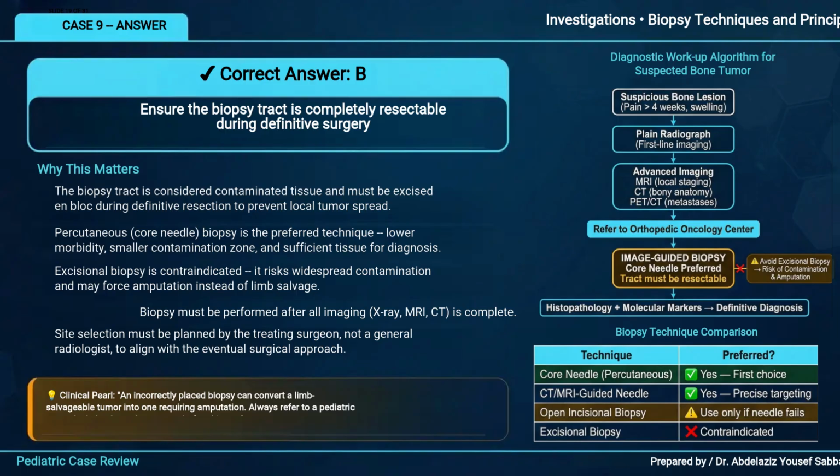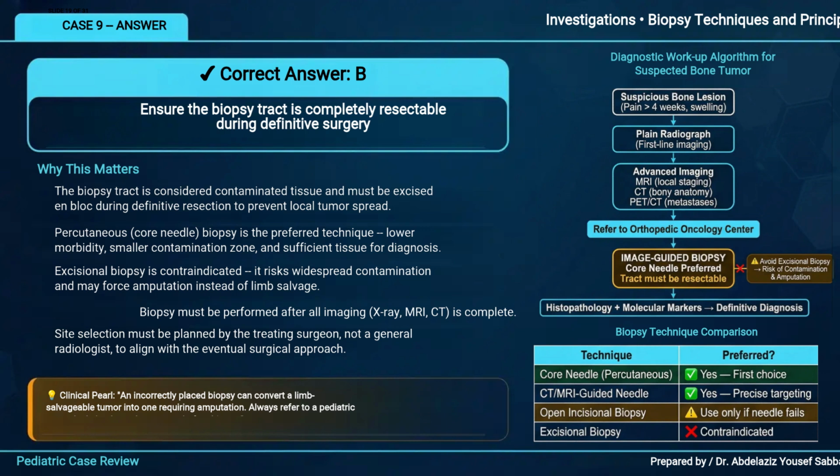The biopsy tract is considered contaminated tissue and must be excised together as one block during definitive resection to prevent local tumor spread. Percutaneous core needle biopsy is the preferred technique because it has lower morbidity, a smaller contamination zone, and provides sufficient tissue for diagnosis. Excisional biopsy is contraindicated because it risks widespread contamination and may force amputation instead of limb salvage.